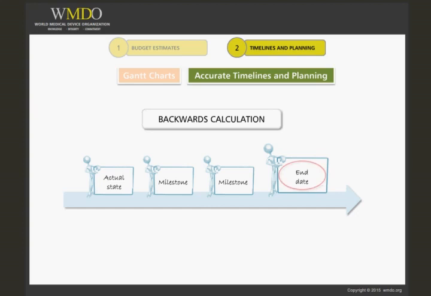As an example, start with the end date management has imposed on you, and then calculate backwards all tasks that need to be completed before reaching the goal. You may quickly find out that you need a miracle.